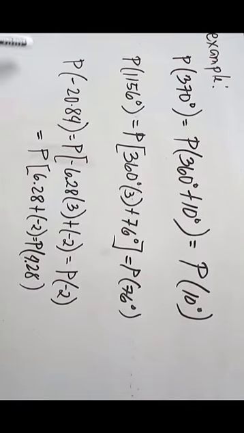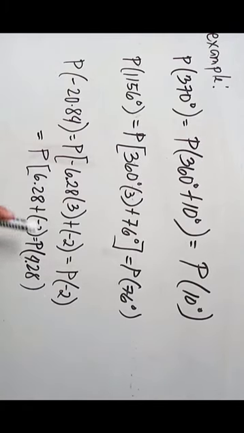How about if we have the value of negative 20.84? For 2 pi, that is equivalent to 6.28. Since it is negative, we will multiply negative 6.28 by 3, and that is equivalent to negative 18.84. We have a remainder of negative 2. So, that is P of negative 2. Since it is negative and what we want is the coterminal angle, we add 6.28. So, our final answer is P of 4.28.